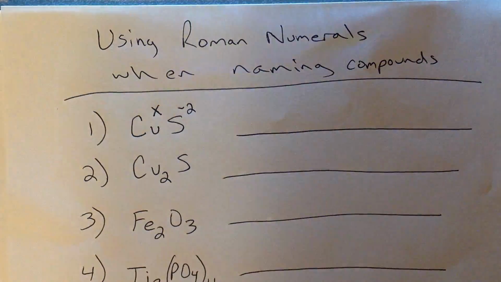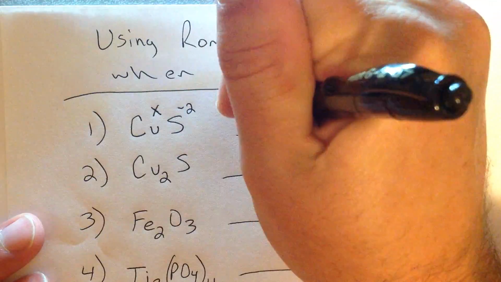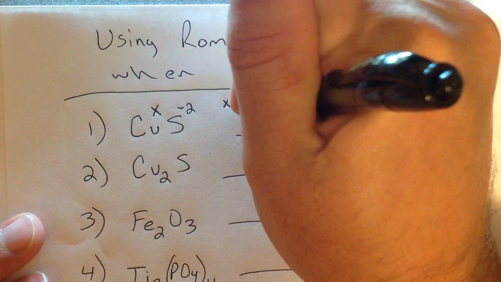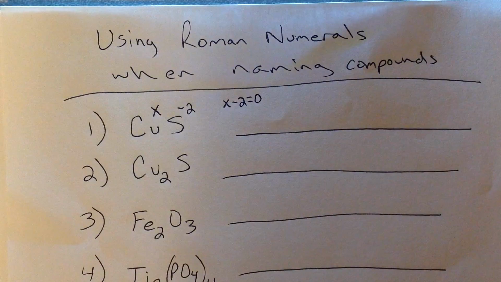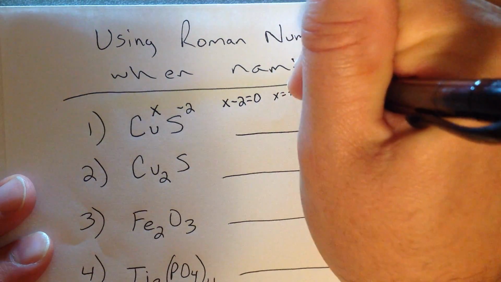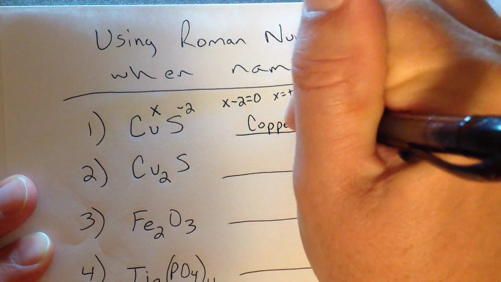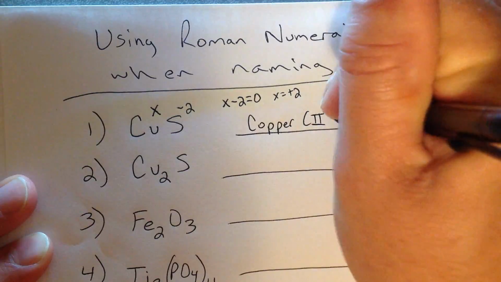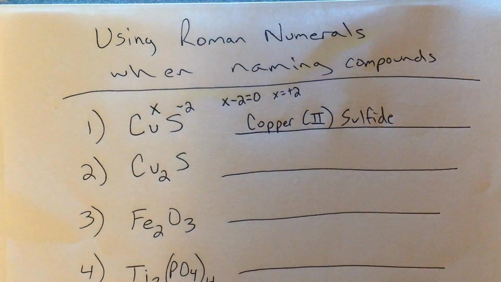Okay, now you're going to do a little bit of algebra. You can do it in your head or write it out. I'll go ahead and write it out for you. So you know X minus 2 and the whole compound has to equal 0. So you can quickly solve that in your head and you see that the answer for X is +2. So the answer for this name would be copper 2 sulfide. That's all you do. That's it.